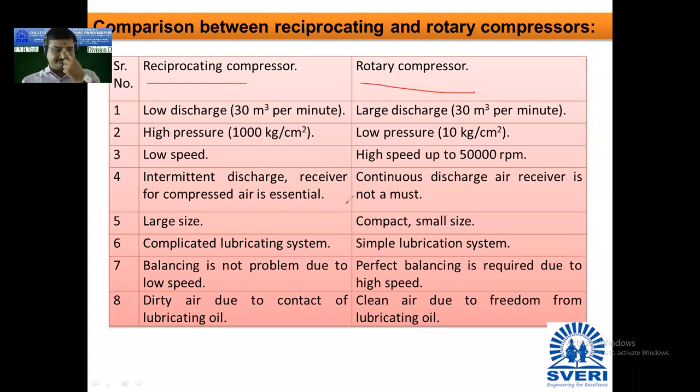Now, you can tell me which is the type of the reciprocating compressor? Reciprocating compressor ka kaun sa type humne padha hai? Single acting, double acting, single stage and multi stage, correct. Aur rotary compressor ke kaun se types humne padhe hai? Vane type and lobe type. Yes, vane type and lobe type. Now, bring both the models in front of you.